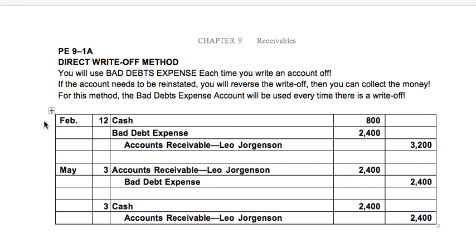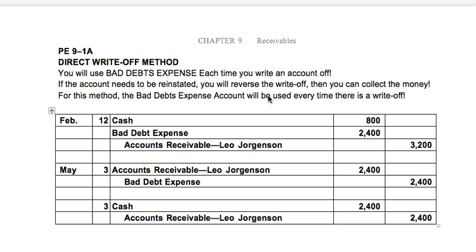On February 12th, we received $800 from Leo Jorgensen and wrote off the remainder owed, $2,400, as uncollectible. So we debit cash for the amount of cash received. We debit bad debt expense, because we're using the direct method, for $2,400, and we credit accounts receivable for the total amount he owed us, which was $3,200. So what we did was wipe out the receivable. We received some of it in cash and we wrote off $2,400.